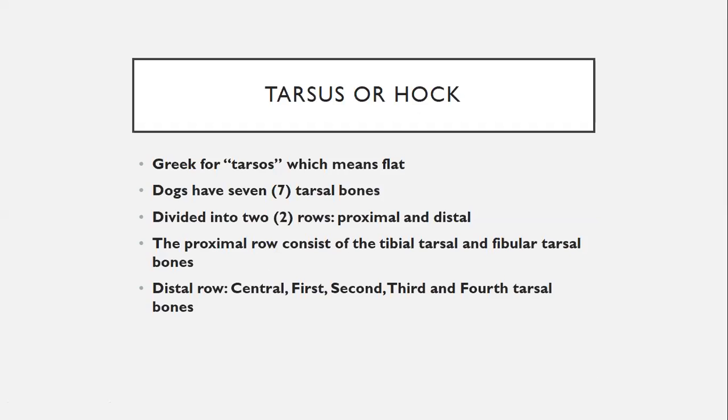The Greek for tarsus means flat. For dogs, they have 7, pretty much like the carpals. They also have 7 carpal bones. And they're divided into 2 rows, similar to their carpal counterparts, the proximal and distal. The proximal row consists of the tibial tarsal and the fibular tarsal bones, and the distal row consists of the central, first, second, third, and fourth tarsal bones.